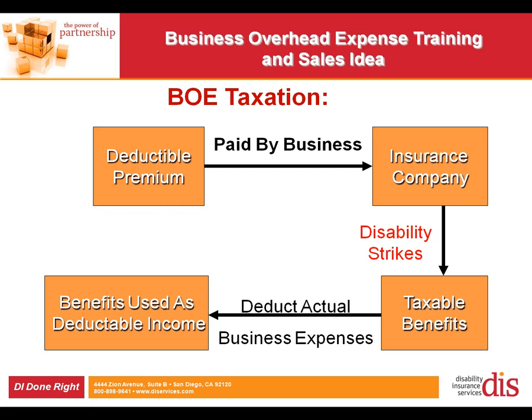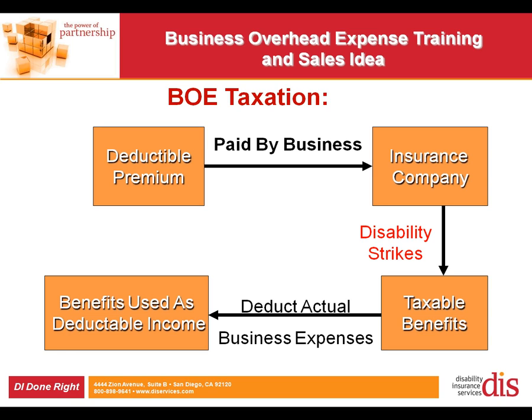So the business is paying the insurance company. Well, you continue to pay the insurance company before you go out on claim. You're deducting those expenses. Again, boom, a disability occurs. You go out on claim. You start collecting those benefits. Well, off the bat, the benefits are going to be taxed because they are being deducted. However, you're using the benefits to pay for business expenses. So you can actually deduct the actual business expenses because benefits are being used as deductible income.